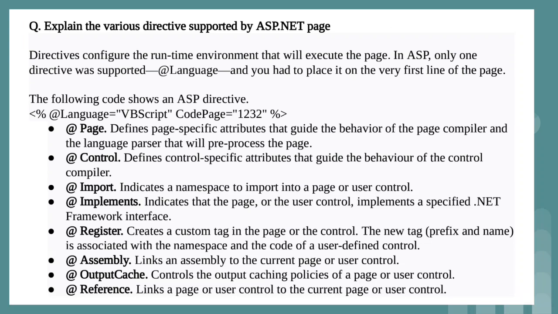So the first directive is @page. Remember that whenever you write the name of a directive, put @ before the start of the directive. So @page is the first directive. This particular directive defines page specific attributes that guide the behavior of the page compiler and language parser that will pre-process the page. In case of page, you can make use of @language also. Both will perform the same thing.